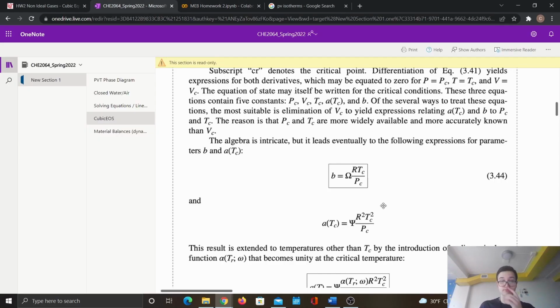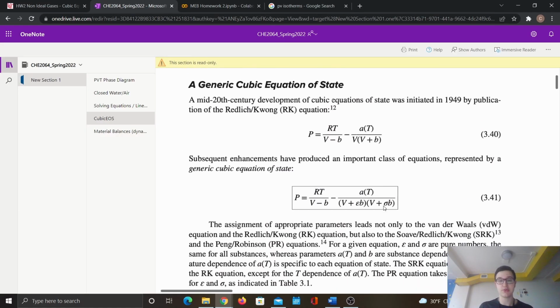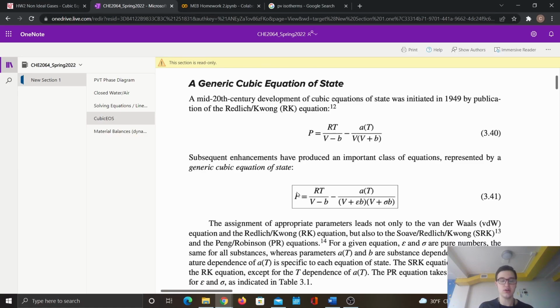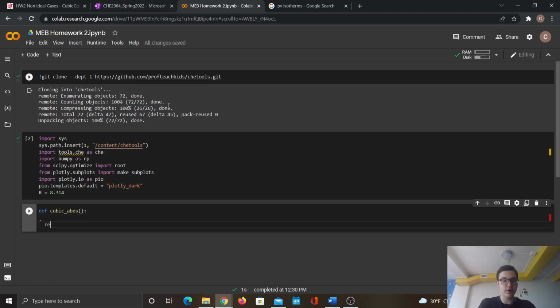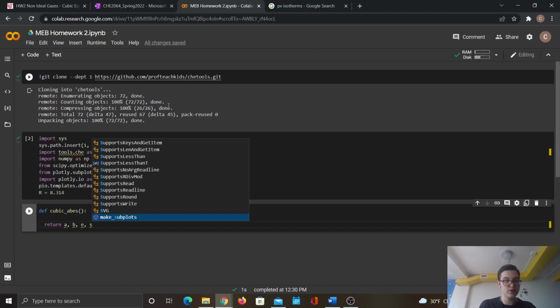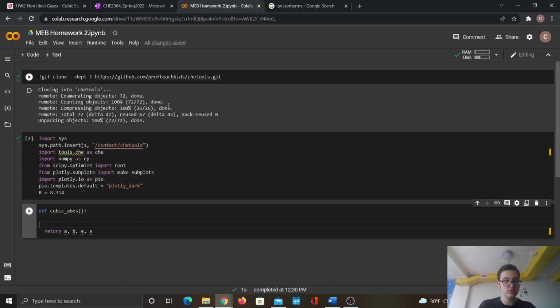So what do we need? Well, we want to create critical isotherms. We need to create isotherms, so we need the pressure. So we need to make this equation. We're going to need B, we're going to need A, and we're going to need epsilon and sigma. So we're going to make a function, define, we'll call the function cubic A, B, E, and S, because that's what we're finding. So let's start with what we're returning. Return A, B, E, and S. Now we need to actually make A, B, E, and S.